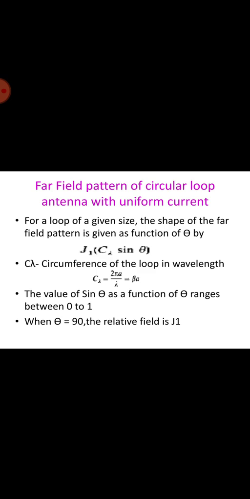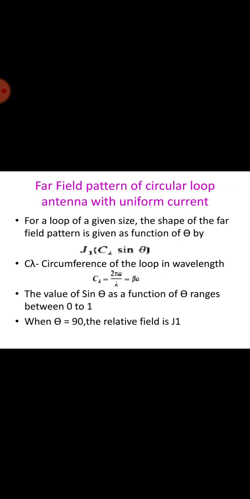And now the far field patterns of the circular loop with uniform current. This far field pattern for a loop of any size is given by these equations, and for a loop of given size beta A is constant and the shape of the far field pattern is given by the equation J1 of C lambda sin theta, where C lambda is the circumference of the loop in wavelengths, that is C lambda is equal to 2 pi A by lambda, that is equal to beta into A.